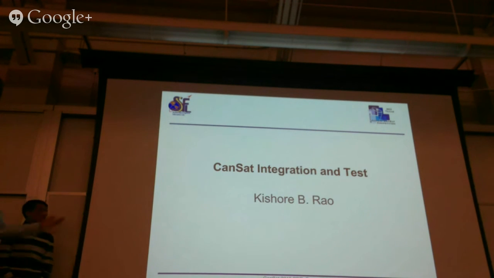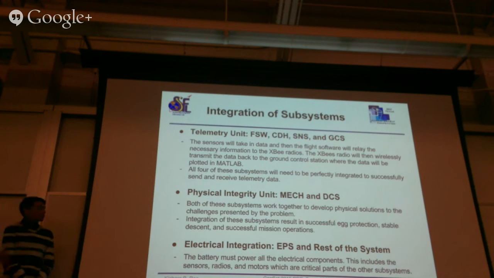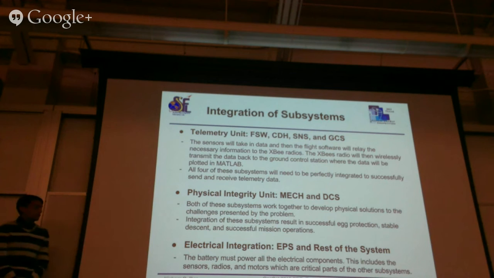Okay, so CanSat integration testing is obviously done actually for top so the levels of integration here is coaching the telemetry unit and basically flight software, CDH, sensors, and ground control going to work together to successfully send one data back and forth. Physical integrity unit is mapping the sensor control. We need to work to develop physical solutions the challenges presented, and electrical integration is electrical subsystems working with every other subsystem in power.